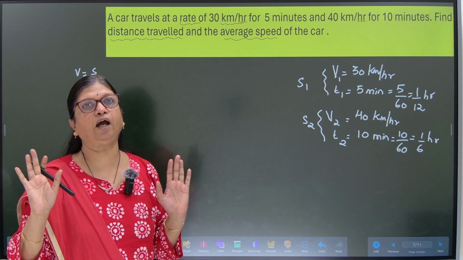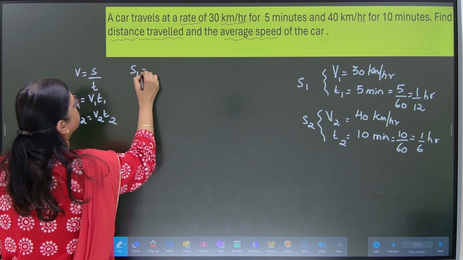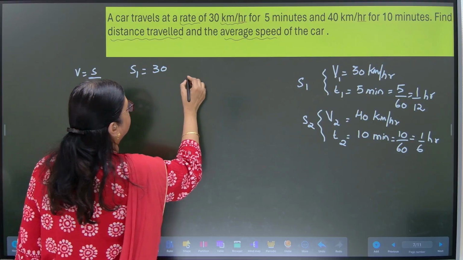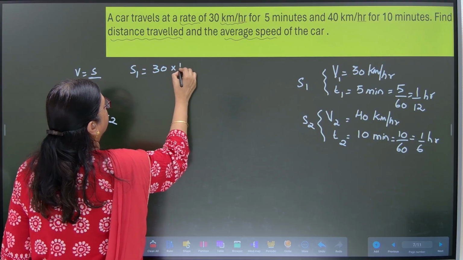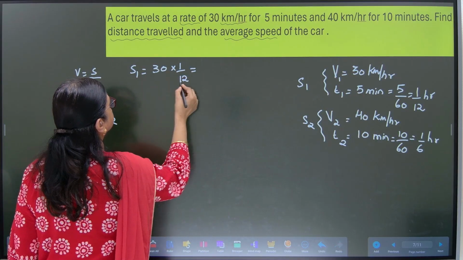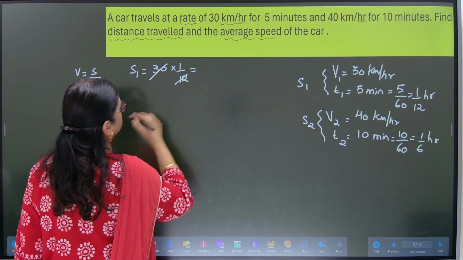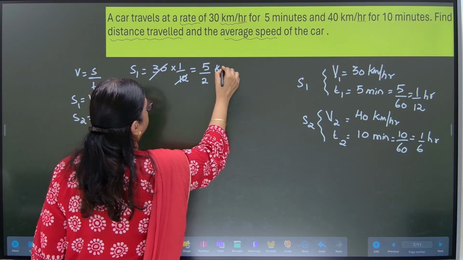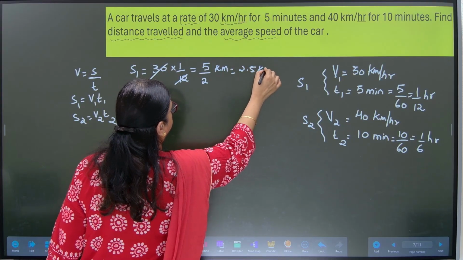So now what is the second thing we have to do? Find out the formula of what we want. So now I want S1. So I will write S1 is equal to V1, that is 30 into T1, that is 1 upon 12. So we get 5 upon 2 kilometers, which conveniently we can write 2.5 kilometer.